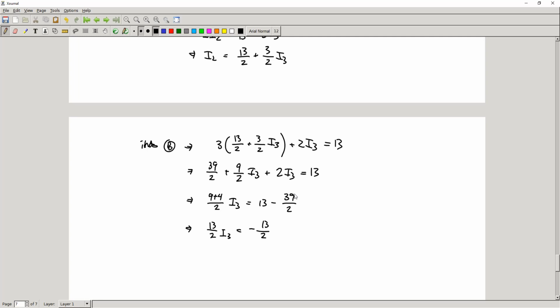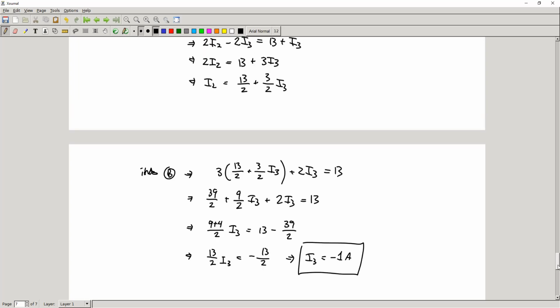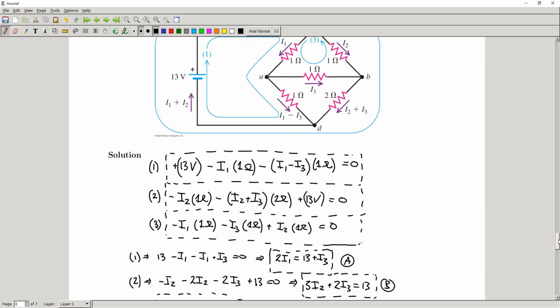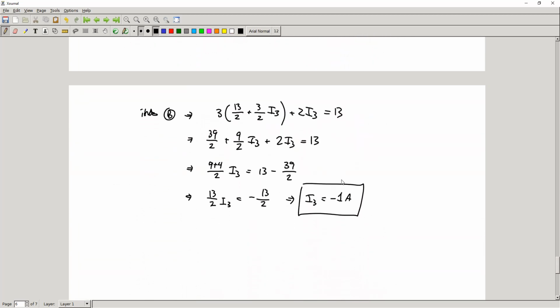26 over 2, 13 over 2 is what's left. So if we divide through by 13 over 2, we're going to end up finding that I3 is equal to minus 1 amp. Okay, so what does that mean? Well, that means that the direction of I3 that we selected here is wrong, and it actually points in this direction, and it's 1 amp, and that's totally fine. We just leave it as minus 1 amp. That's our answer, and that just indicates that our current is actually pointing in the opposite direction.